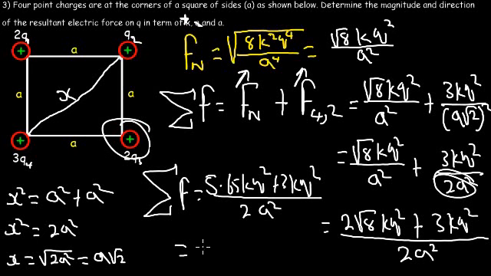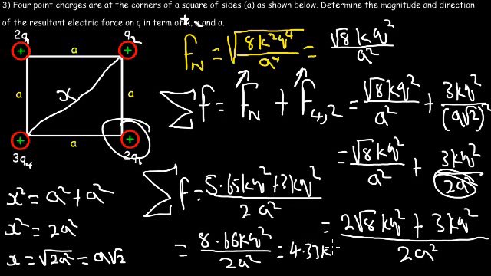So I'm going to add that to 3. So I have 8.66 kq squared divided by 2a squared. And we should have our final answer by dividing by 2. And we have 4.33 kq squared divided by a squared. And this is the final answer to this problem as well.